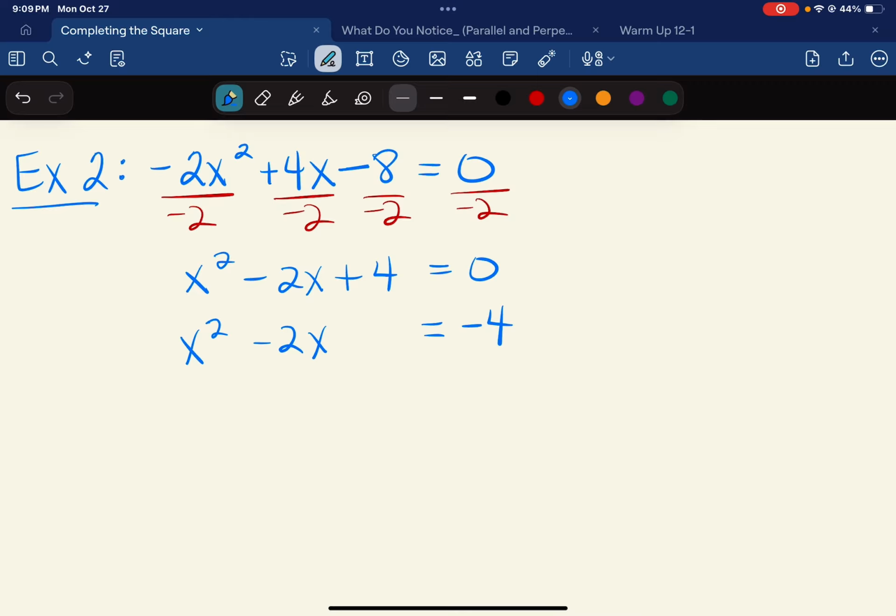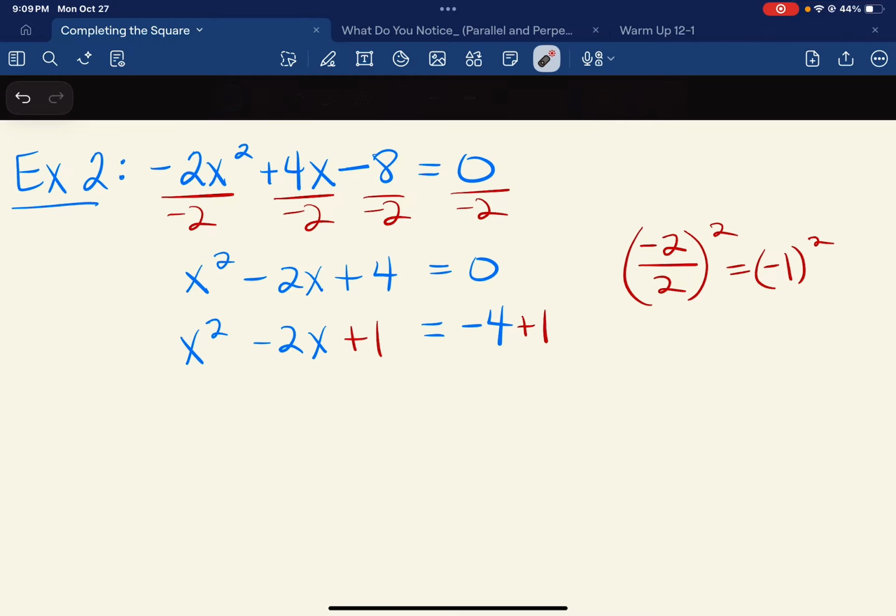All right, now our next step, we've got to complete the square. Let's take that b value, cut it in half, and then square it and add it to both sides. Negative 2 divided by 2 is negative 1. So this is saying negative 1 squared, which is a positive 1. So we'll add 1 to both sides of this equation.